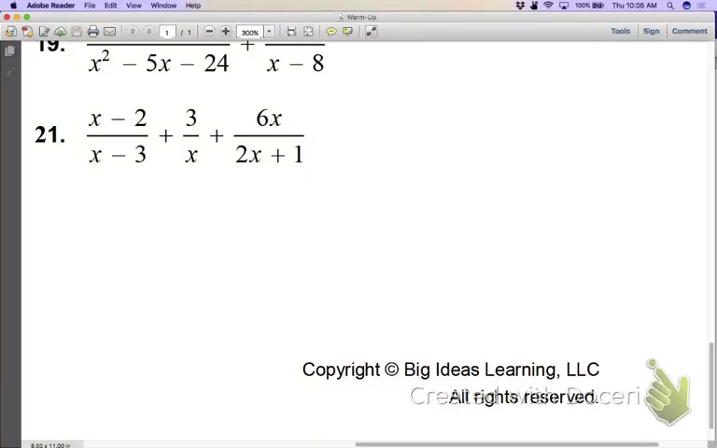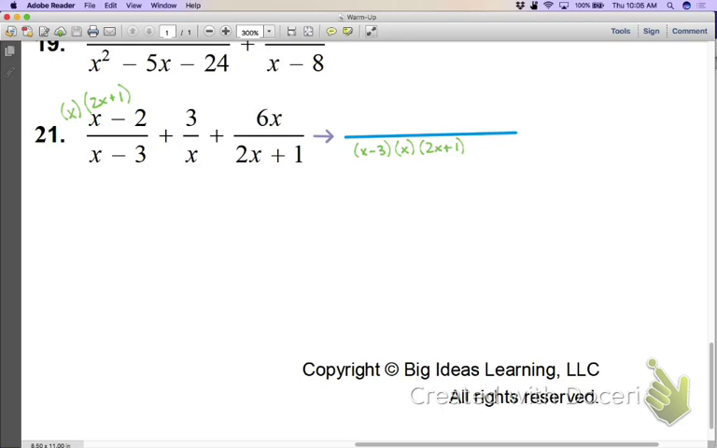So like on 21, since everything's the same, then I'm missing an x, so I'm going to have to multiply this one by x, and I'm going to have to multiply it by a 2x minus 1, plus 1, excuse me. So since everything's going to need an x minus 3, everything's going to need an x, and everything's going to need a 2x plus 1 in that denominator spot.